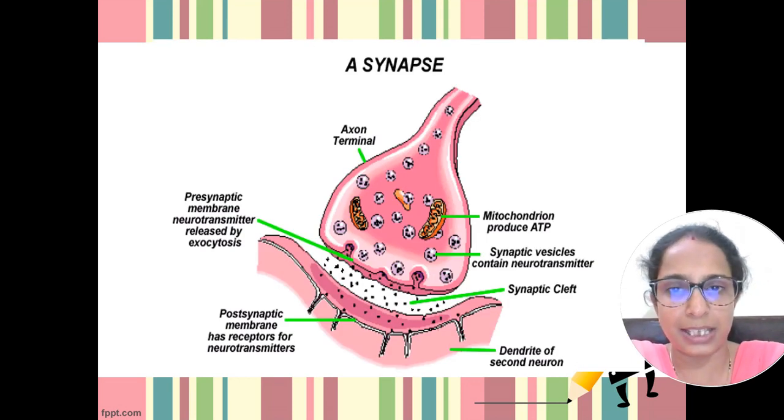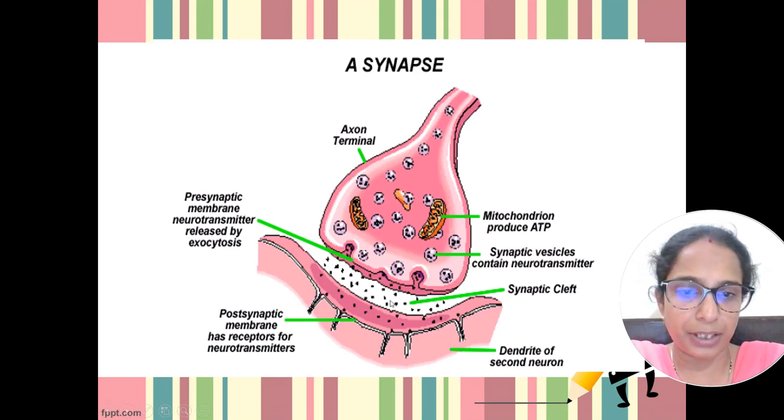So this is basically the synapse area. This is the synaptic area, the synaptic cleft. Inside you are able to see, above this is the axon terminal and below this are the dendrites. So they are sharing the information. In between the sharing, that is known as the synaptic cleft and synaptic area.